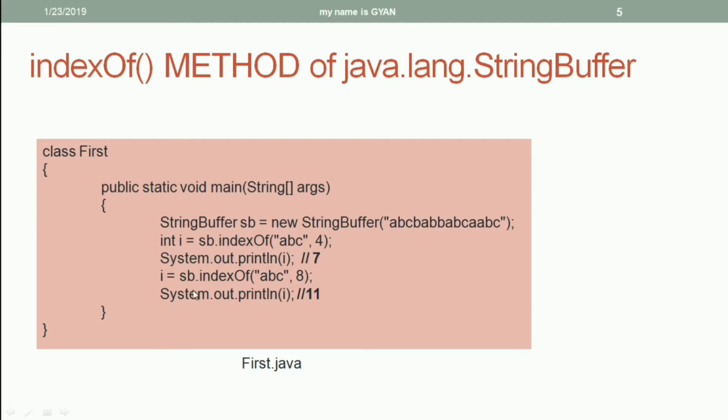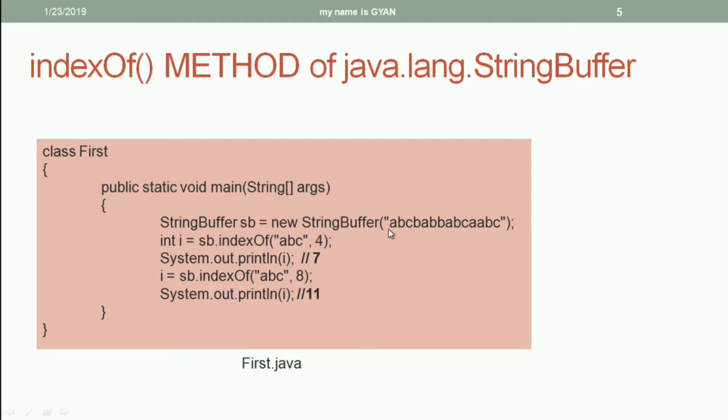After that we are again calling the method indexOf by using two arguments. First is the string abc and the other one is the integer 8. So starting from the index 8, 0, 1, 2, 3, 4, 5, 6, 7 and 8, find the first occurrence of abc. Starting from index 8, the first occurrence of abc is here. This is index number 11.